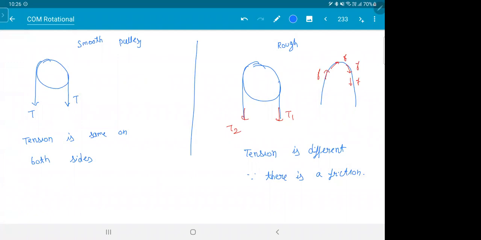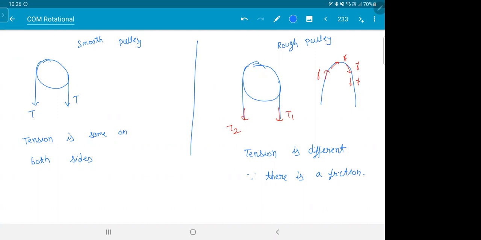So this is one more difference. If you're talking about a rough pulley, the tension will not be the same on both sides. So these are the two big changes in case of a rough pulley and a smooth pulley. The rough pulley will rotate, and because of friction, tension will change on both sides. In a smooth pulley, the tension on both sides is the same and the pulley will never rotate.